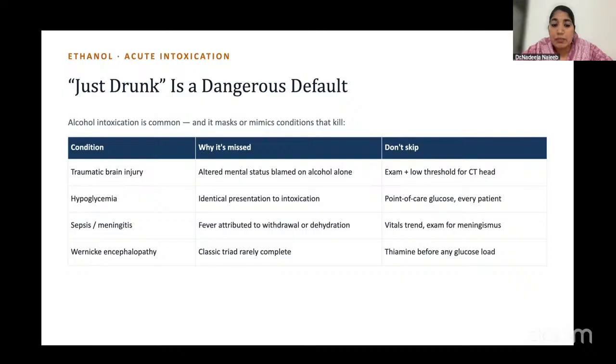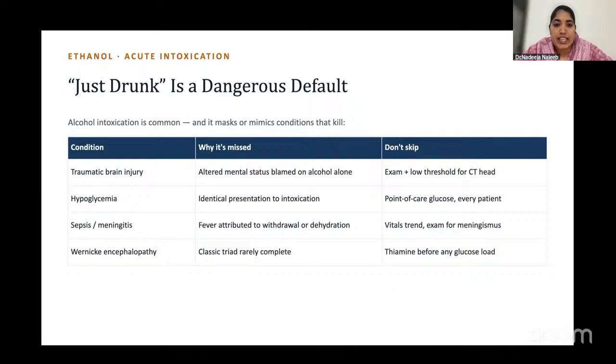Traumatic brain injury is missed when you attribute the altered mental status to alcohol intoxication alone. Make sure to do a thorough neurological examination and keep a very low threshold for a CT head. Hypoglycemia is commonly present with alcohol intoxication itself. Make sure to do a point of care glucose examination for all patients.